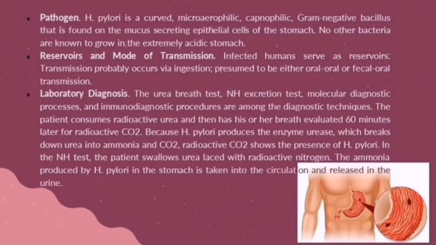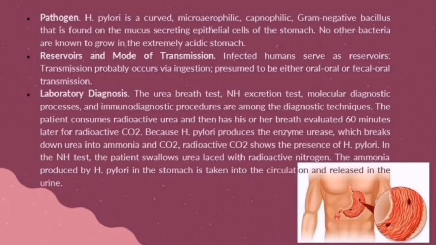Pathogen. H. pylori is a curved, microaerophilic, capnophilic, gram-negative bacillus that is found in the mucus-secreting epithelial cells of the stomach. No other bacteria are known to grow in the extremely acidic stomach. Reservoirs and mode of transmission. Infected humans serve as reservoirs. Transmission probably occurs via ingestion, presumed to be either oral to oral or fecal to oral transmission.